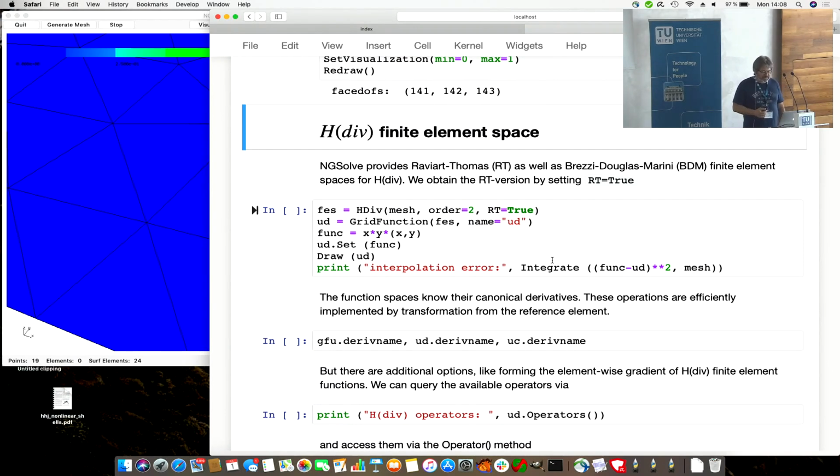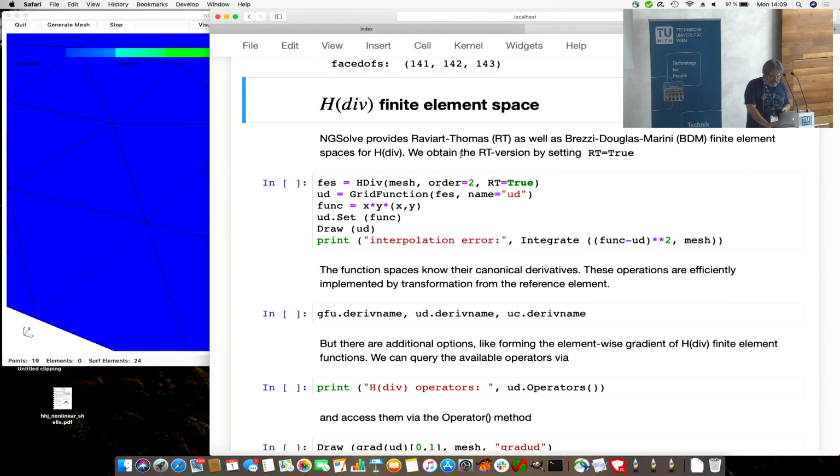H-div finite element space, very similar. It's a vector valued space where the normal component is continuous from one element to the neighboring element. For H-div, people working on this know about the BDM version, which are polynomials of a certain degree, and the Raviart-Thomas version, which are polynomials between the orders. So you have a Raviart-Thomas second order space. We have more than second order polynomials, but not the complete third order. And we always had the question, yes, now we have precisely the Raviart-Thomas space, and we also have the first elements of the first type.